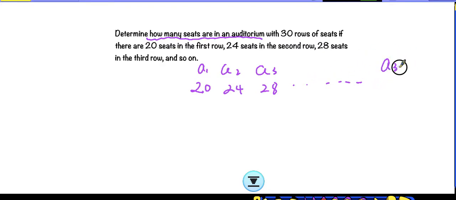We have 30 rows. We don't know this number yet, we can just keep it here. But the question is asking us how many seats in total. So basically, we need to add them together, right, in order to find everything.